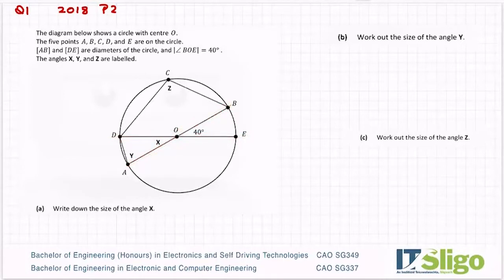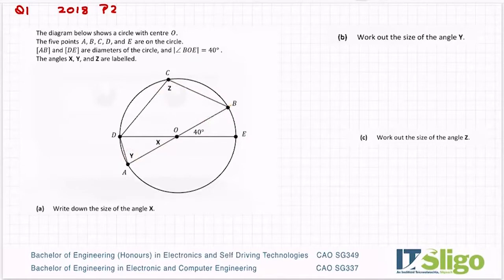And a diameter of a circle is a line that goes from one side of the circle through the other and passes through the centre. And the centre is the O in this case. And the angle BOE, so always go to the letter in the middle, so O, is 40 degrees. The angles X, Y, Z are labelled. Okay, write down the size of the angle X.